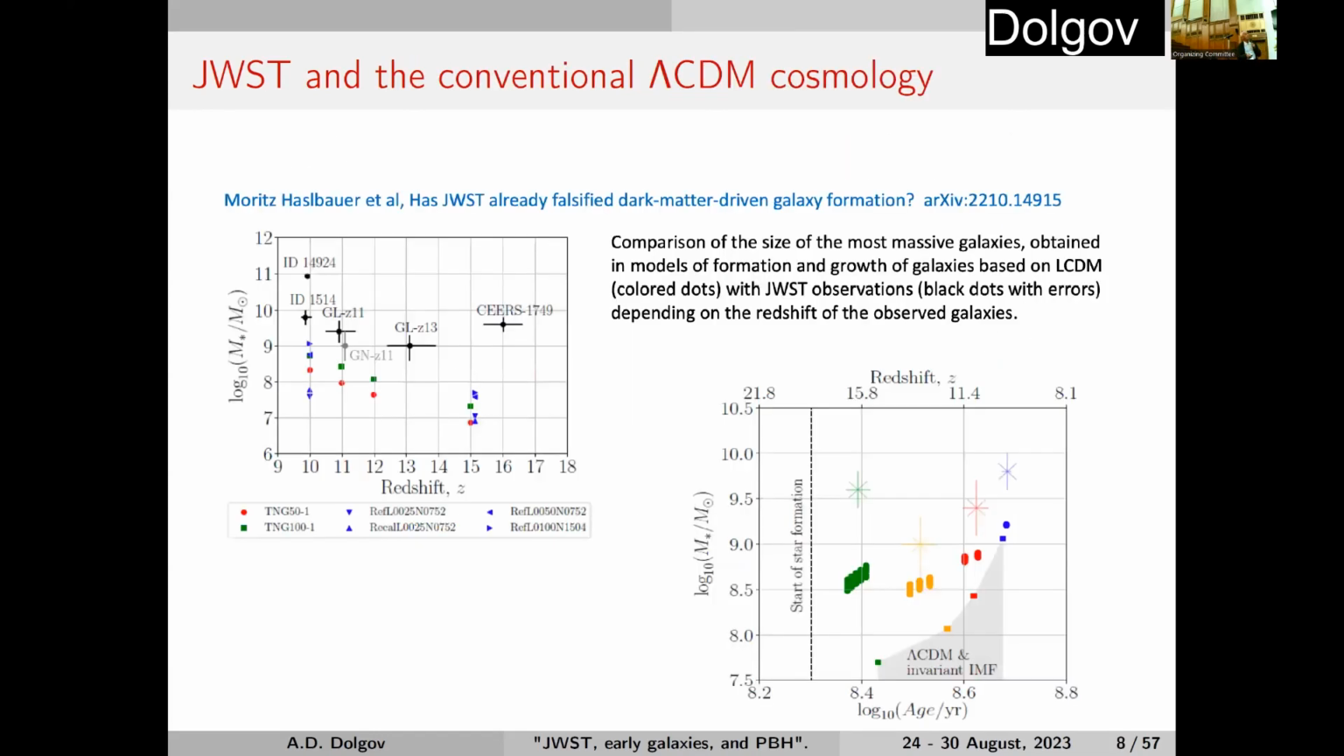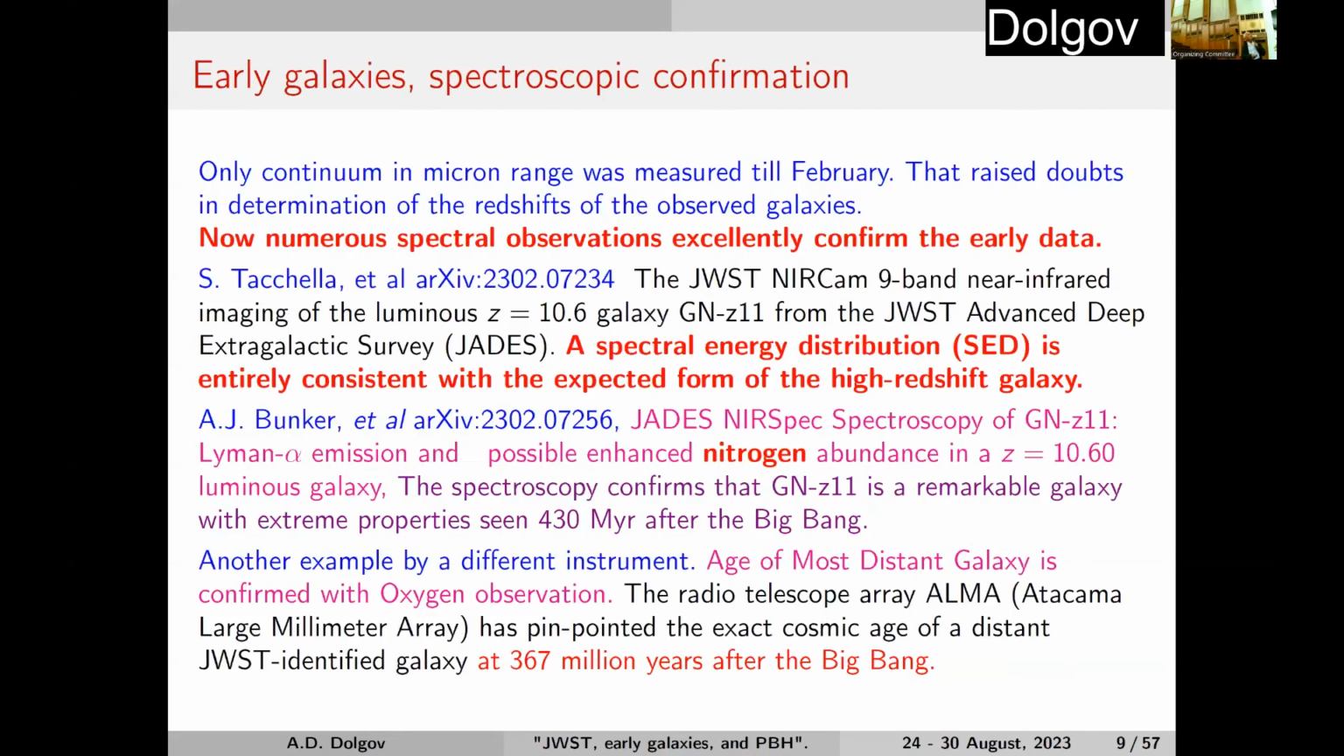Okay, now there is some data. What is written here is data from James Webb, and these are theoretical predictions of lambda CDM cosmology, and since this is a logarithmic scale, you see that the disagreement is indeed quite huge.